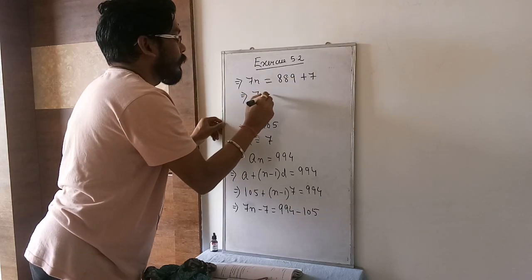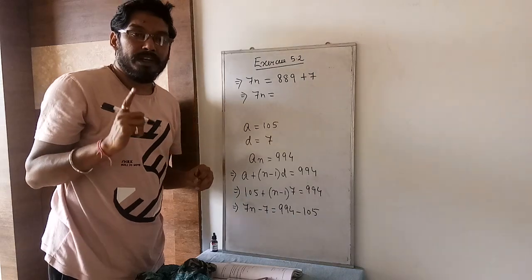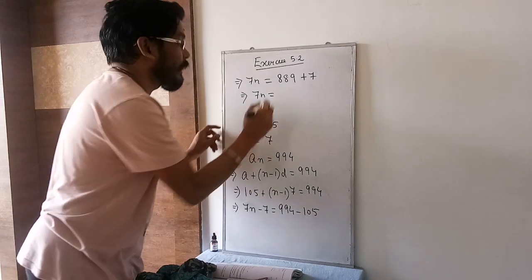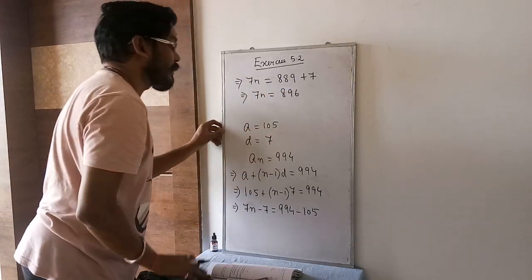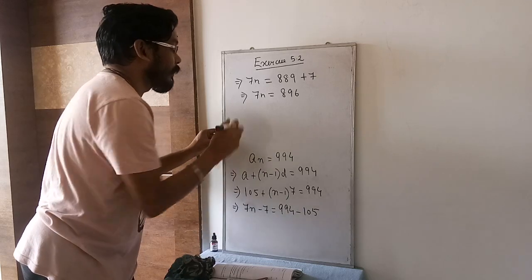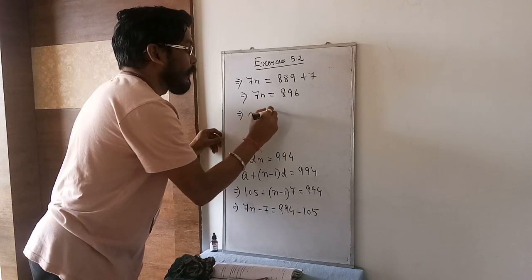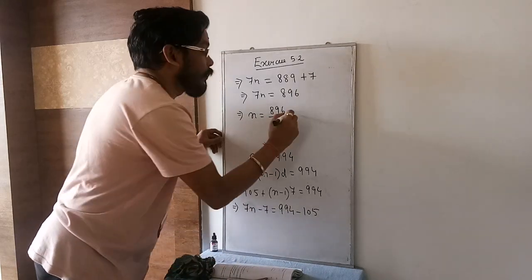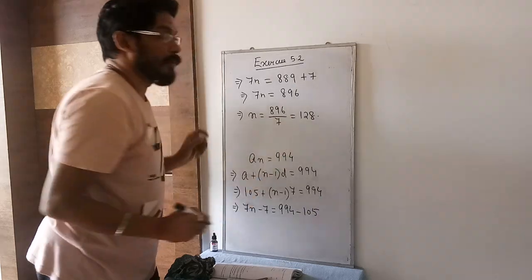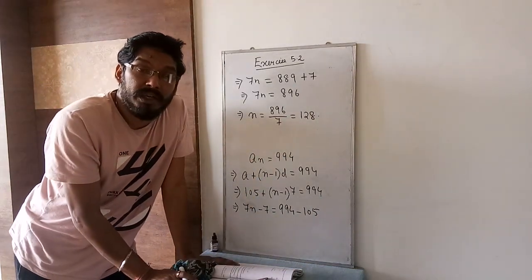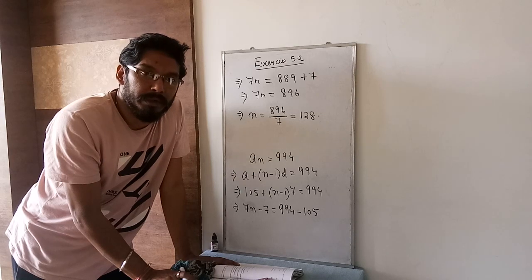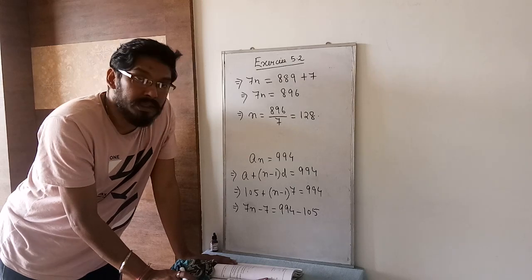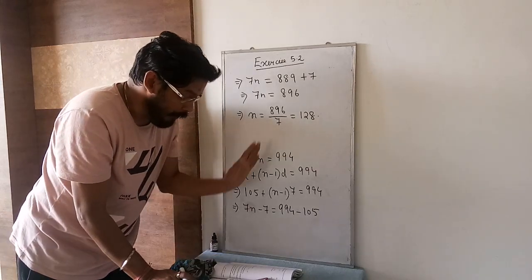So 7n, I have said in the previous class, if the n value you got is a fraction, maybe somewhere we have done wrong. Okay, 889 plus 7, you will get 896. To find the value of n, n is 896 by 7, it is 128. So there are 128 three-digit numbers which are divisible by 7. So this is the last conclusion. Take the screenshot.